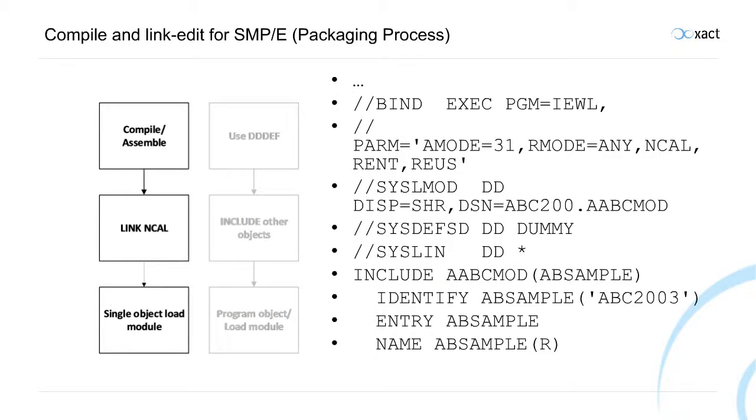This is a compile and link edit process that is customized for SMPE. We have 2 flows on the left. The first one is done on the vendor's development system. We link with the no-call parameter without any SYSLIB DD cards, and without including any other objects in the load module. The result is a single object load module. This format is necessary for the PTF process to work. This is shown on the right side.